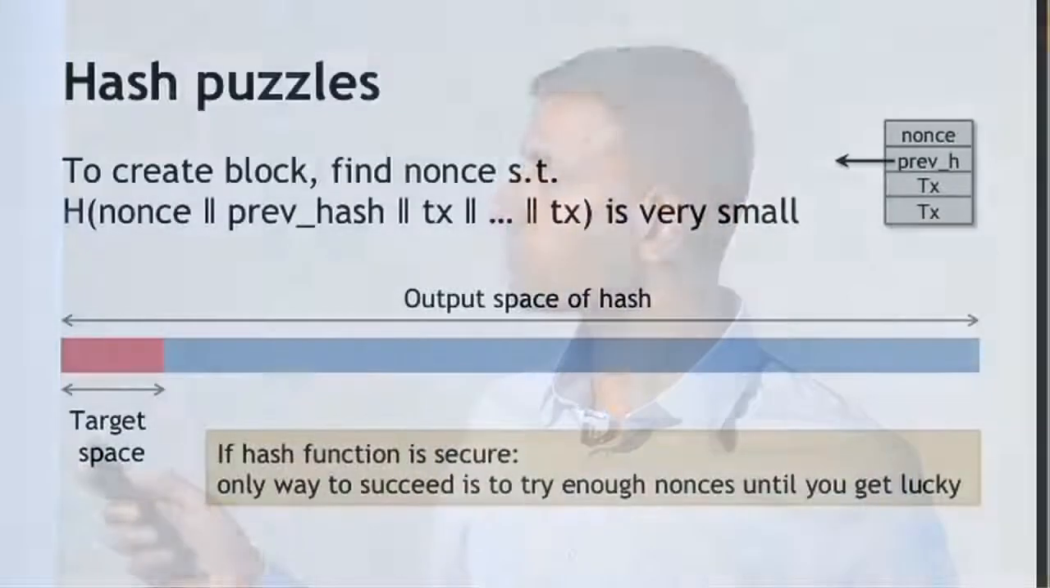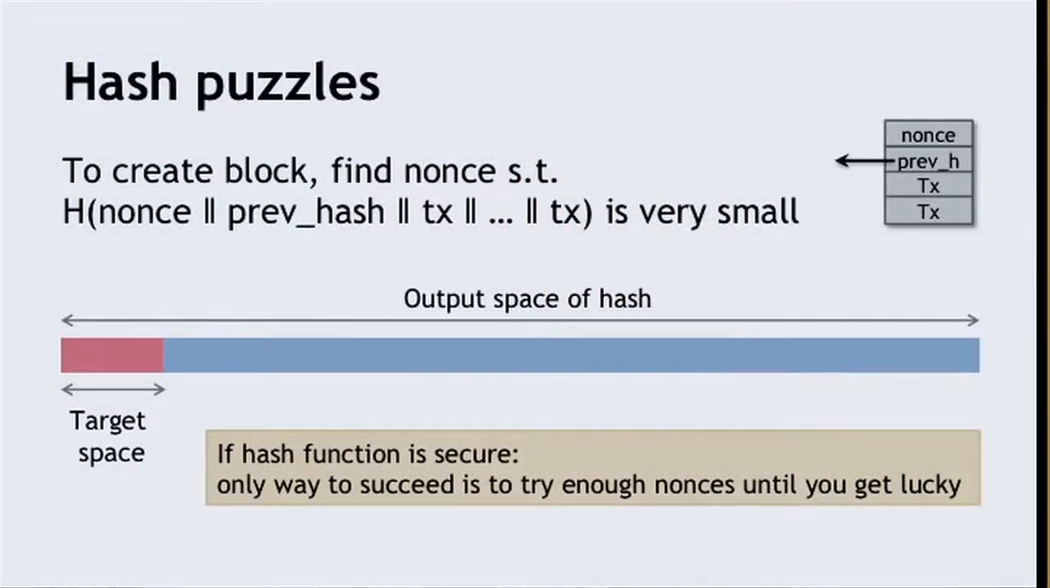So here it is. It's called hash puzzles, and what this means is that in order to create a block, the node that proposes that block is required to find a number, a nonce, such that when you put together in the block the nonce, the previous hash, and the list of transactions that comprise that block, and take the hash of this whole long string, then that hash output should be a number that is very small, that falls into this small target space here in relation to this very large space that is the output space of that hash function.